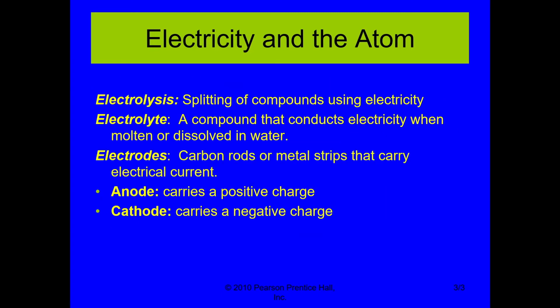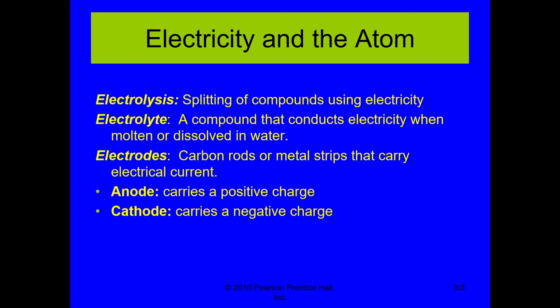The first term, electrolysis, is the splitting of a compound using electricity. This is occurring because of an electrolyte. An electrolyte is a compound that conducts electricity when it's molten or dissolved in water. This solution will then carry an electrical current, and the electrical current is carried through a device called the electrode. The electrode is a carbon rod that is able to carry the electrical current to the solution.